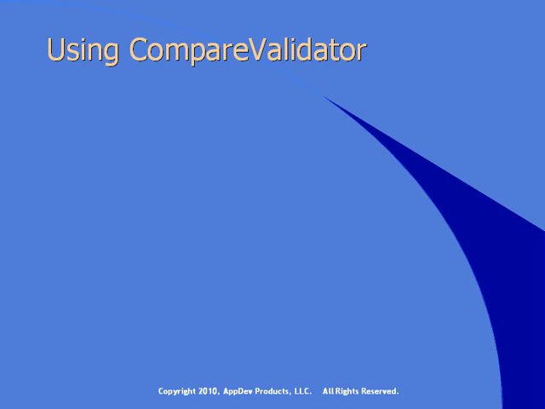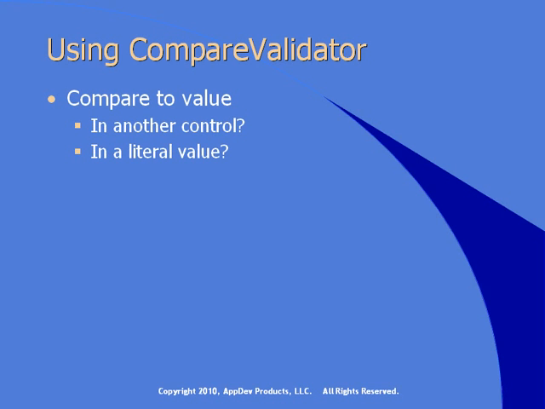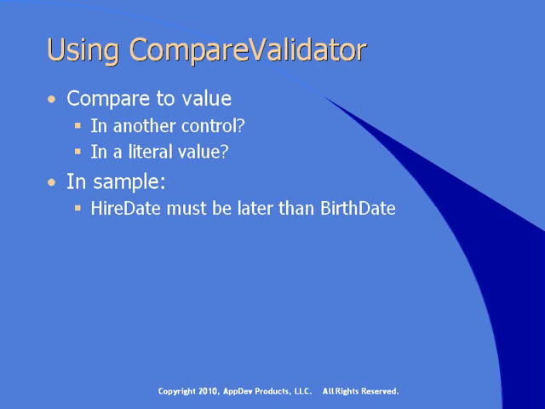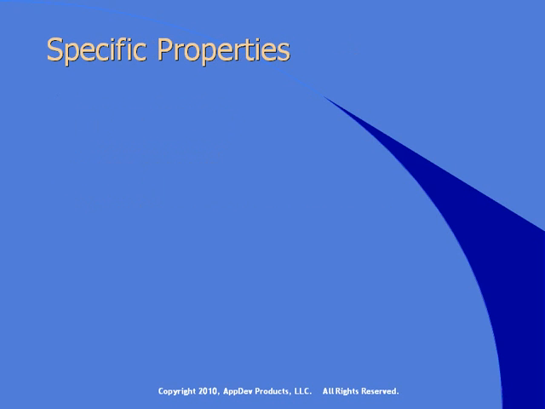You can use the compare validator control to compare to another value, perhaps in another control, perhaps a literal value. In our sample, the hire date must be a later date than the birth date. I mean, really, can you be hired before you were born? Probably not. You need to specify some particular properties.